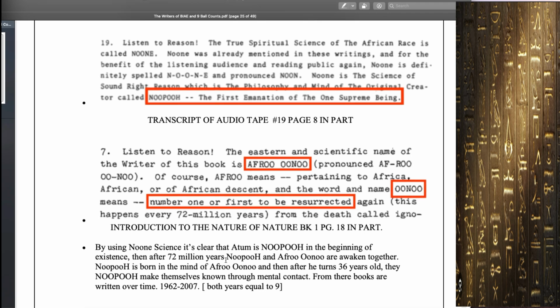Then after 72 million years, NOOPOOH and Afro Uno are awakened together. Y'all need to keep this in mind. NOOPOOH and Afro Uno are awakened together. You're gonna see why. NOOPOOH was born in the mind of Afro Uno, and then after he turns 36 years old, NOOPOOH makes themselves known through mental contact. From there, books are written over time, 1962 to 2007. Both years equal 9.